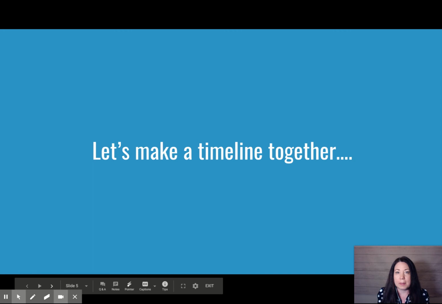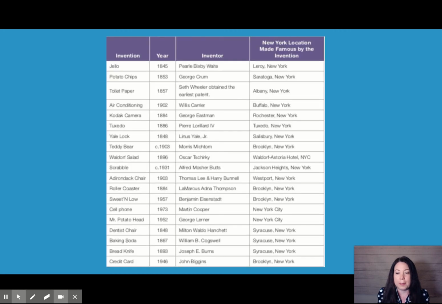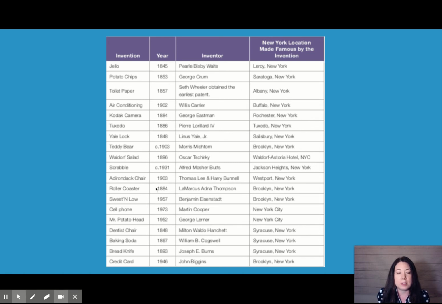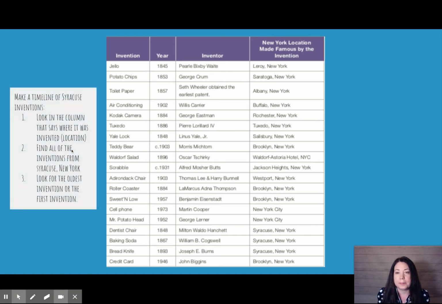Do you want to make a timeline together? Let's try. So here's the chart that you had in your lesson before. This is a chart of all the inventions in New York. Let's make a timeline of all the inventions in Syracuse. So first we're going to look at the column that says where it was invented. That's how we'll know which inventions were made in Syracuse.